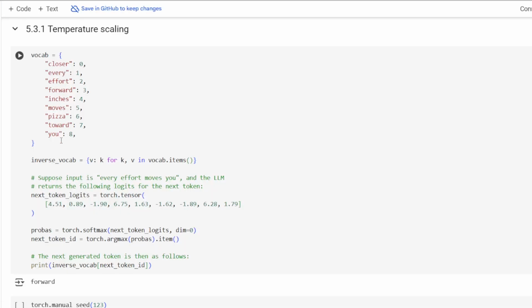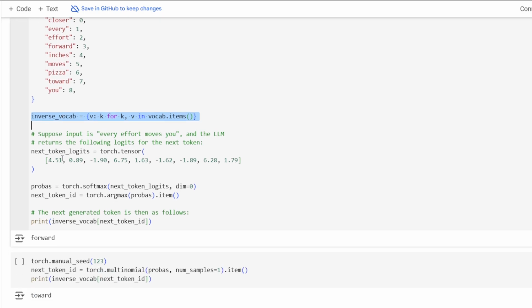Perfect. So this is our vocabulary, just the one that we have just written. And this is our inverse vocabulary definition there. So suppose that we have this, every effort moves you, and the LLM returns this as the next token logits. It has predicted them as the next tokens. We can get the probabilities by applying softmax. Then we have the next token ID using argmax. And when we print the next token ID using our inverse vocabulary, to say, okay, we have the next token ID, what is the actual word in our inverse vocabulary? We get the word forward.